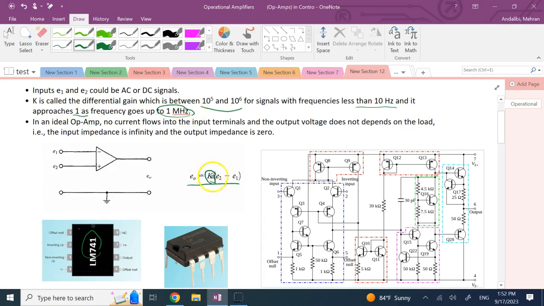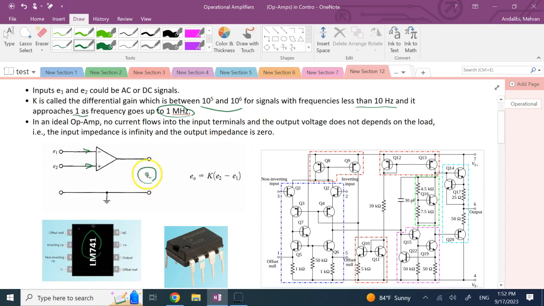So if you draw the gain K versus frequency, it is going to drop to ultimately 1. So at high frequencies, basically it's not doing anything. At low frequencies, it's amplifying the voltage by very large amounts. Now, in an ideal op-amp, we say that this is the relation between the input and output voltages, and we say that no current flows into the input terminals. The currents here are very negligible. We just neglect them. We say that's 0.